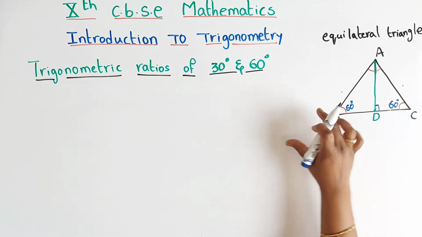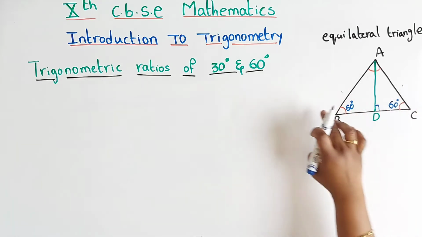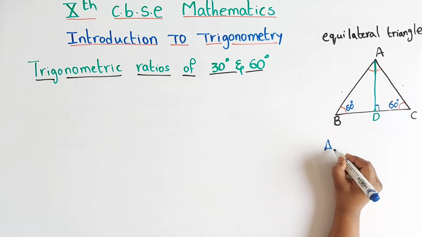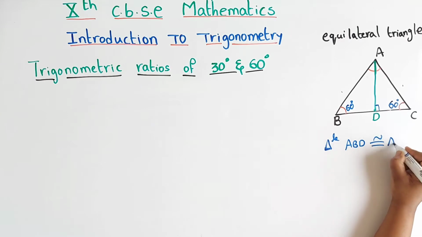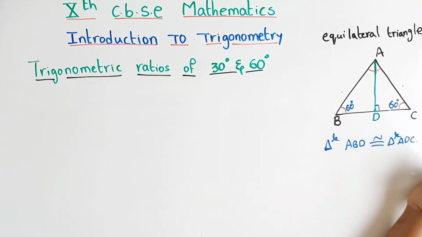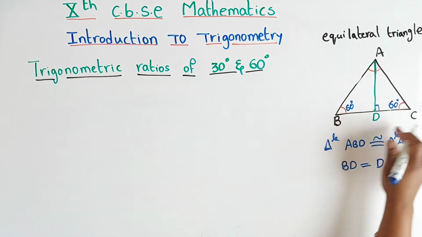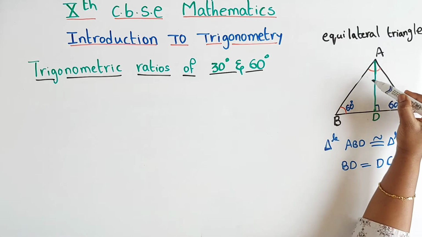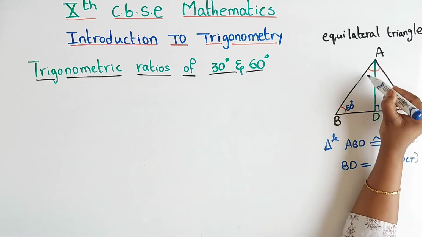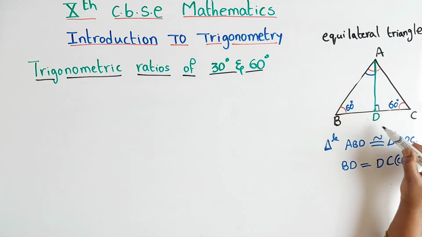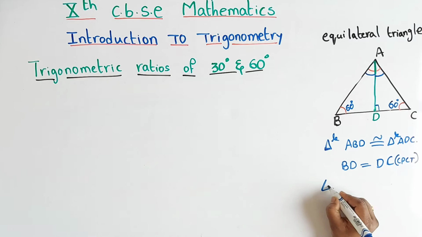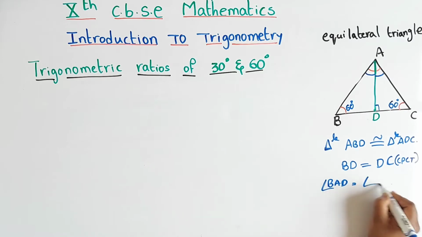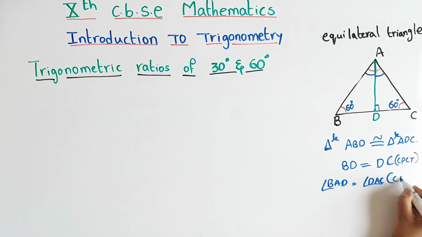Correct? So can I say these two triangles are congruent? So I am writing triangle ABD is congruent to triangle ADC. Right, children? Now BD equal to DC as per CPCT, and observe here, angle BAD, this part, equal to angle DAC. Can I write like this? As per CPCT, angle BAD equal to angle DAC.